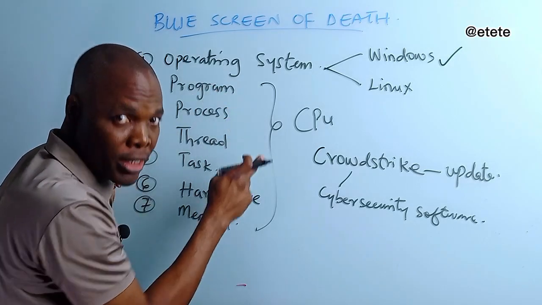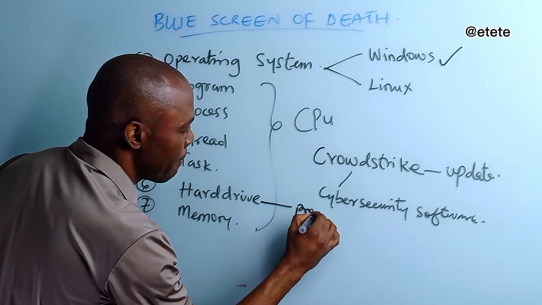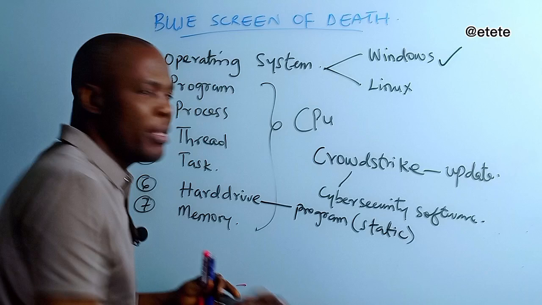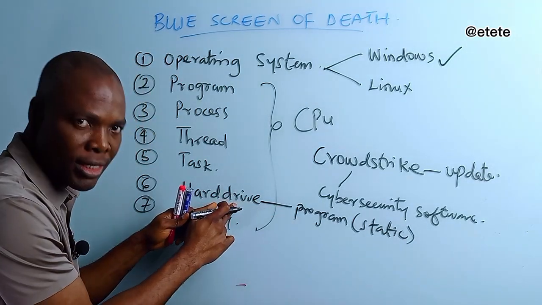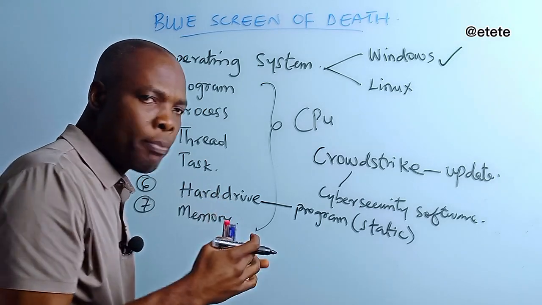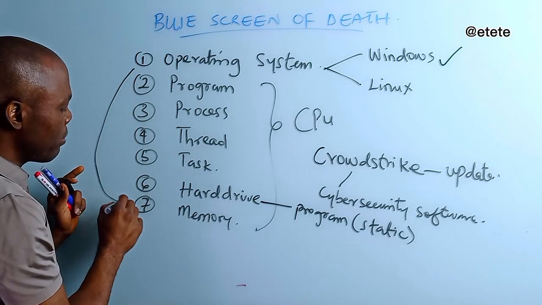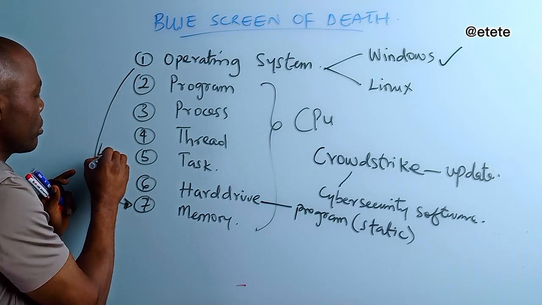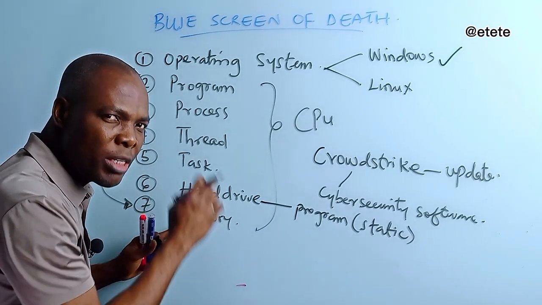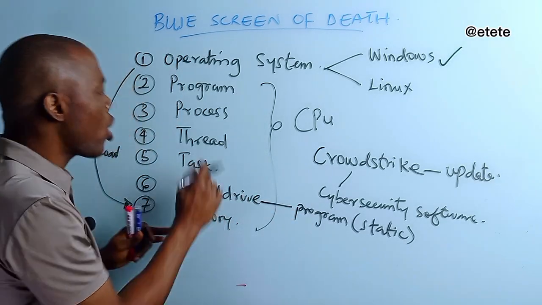Now, when a program is written, it sits here. A program sits here as static, meaning it's not moving. So a program sits in your hard drive, static, not moving. Now, when you launch that program, the operating system will load the program to memory. Once the program is loaded to memory, it becomes dynamic and it is now called a process.